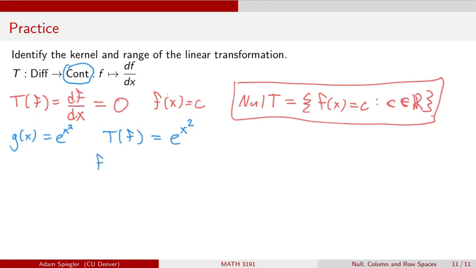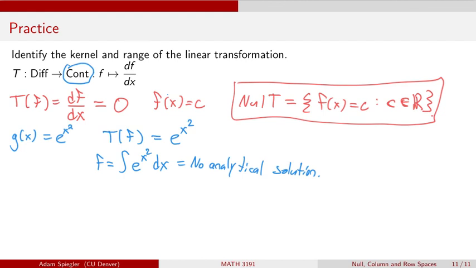Well, if so, then that function f would have to equal the integral of e to the x squared dx, since taking the derivative of both sides should give me e to the x squared. And this has no analytical formula. So the point here is not every continuous function is the derivative of some other function. This is actually a really special property.